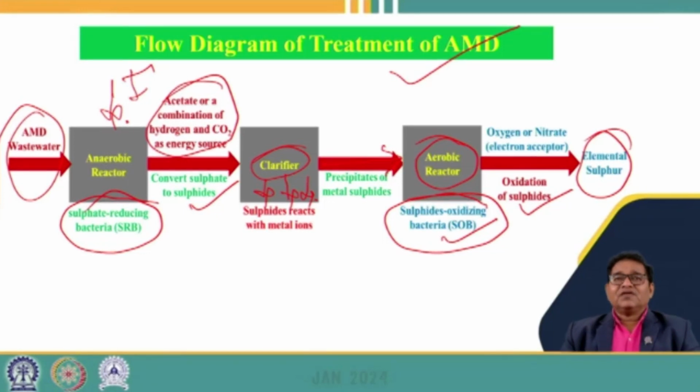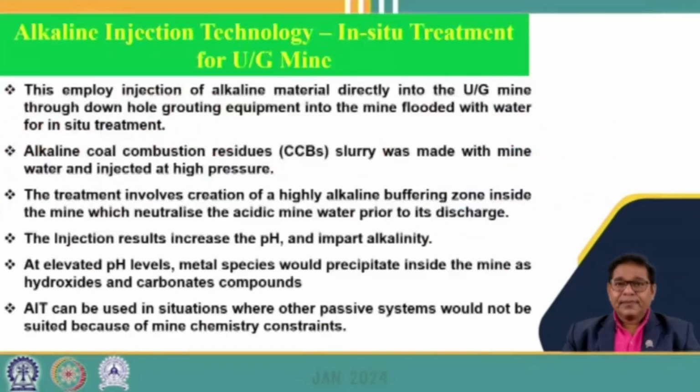So this is about the biological treatment systems which are used for the treatment of acid mine drainage. And then let us talk about the alkaline injection technology, which is basically an in situ technology mostly used for underground mines which are flooded with the acid mine drainage.